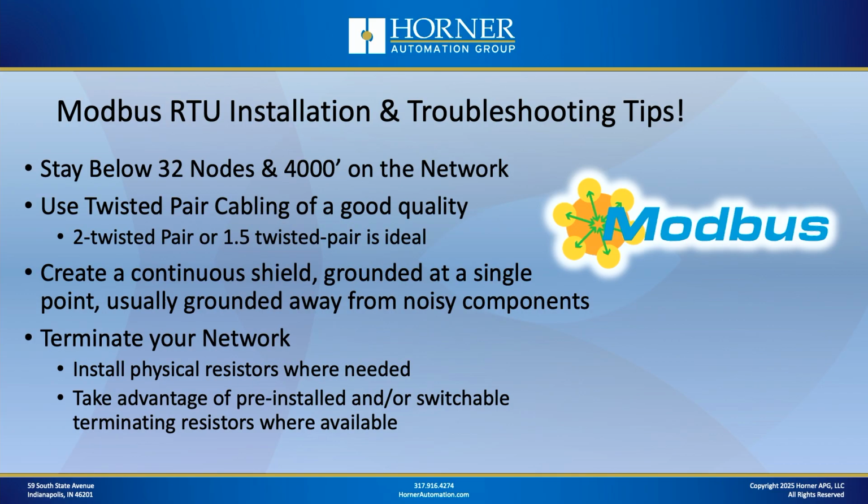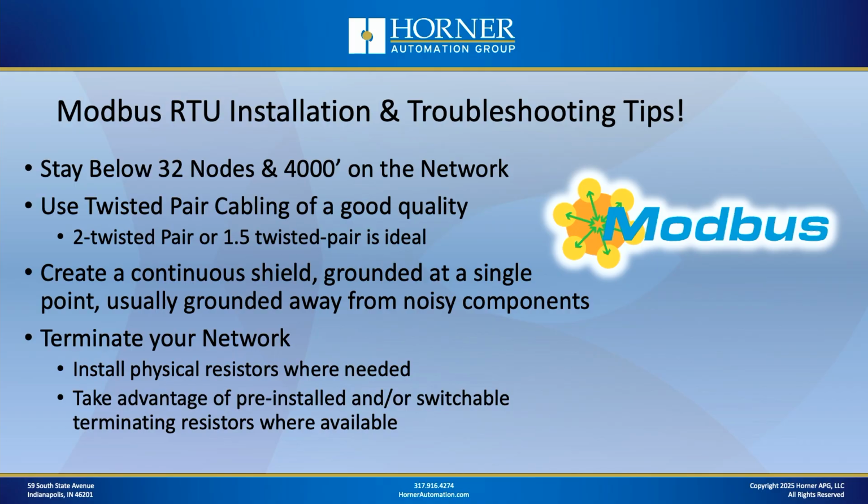All right, let's finish up with some quick installation and troubleshooting tips. First of all, keep your network limits at 32 nodes or fewer and 4,000 feet or shorter on your network. There are ways to go beyond that, but in general, those are the accepted limits for Modbus RTU. Also, use good cable. Use twisted pair cabling, where 2 twisted pairs or 1.5 twisted pairs is ideal. I didn't even know 1.5 twisted pairs was available until I saw that recently.